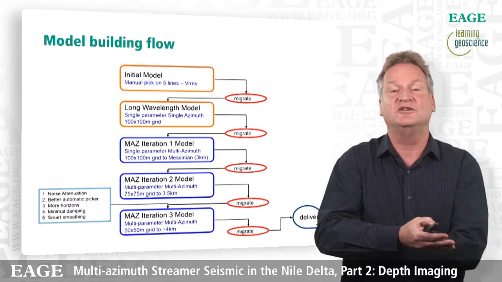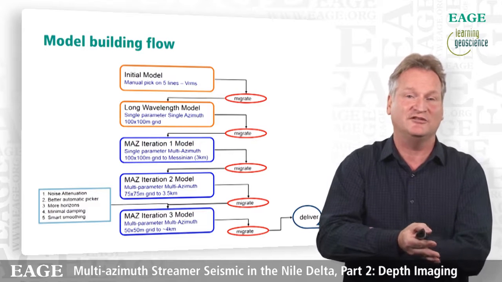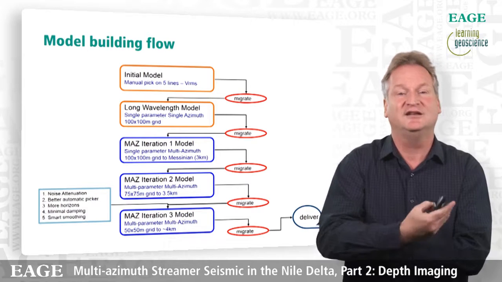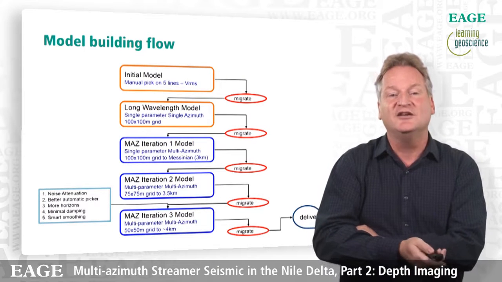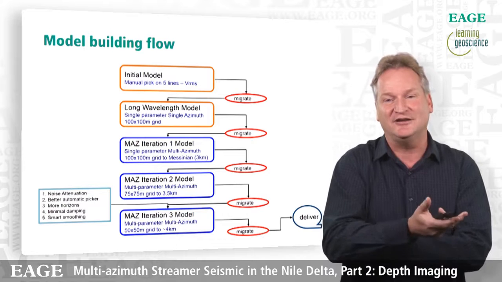So the model building flow that we've used, basically the top 2 red boxes are your standard single azimuth tomography and velocity model building that you would do on any project. The multi-azimuth aspects really come into play for the MAZ iterations 1, 2 and 3, where we basically start from shallow with a relatively coarse grid, so 100 by 100 meters in terms of the model itself. And then as we go deeper, we go from single parameter to multi-parameter, tighter grids, and then we go deeper and deeper. And especially the last iteration, we applied a bunch of stuff to try to basically get better quality picks in very challenging areas.